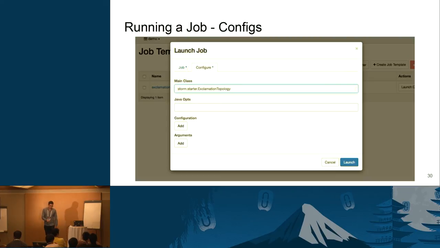The most important one is the main class. So you have to give the jar main class for Storm to run on the command line when it submits the topology. In this case, the main class is Storm Starter ExclamationTopology. And for this particular example, we don't have any arguments or anything else. So this is enough. But if you had arguments to be passed on the command line, you could click on add, and then you could give each argument one at a time. I'm going to show later how that works.